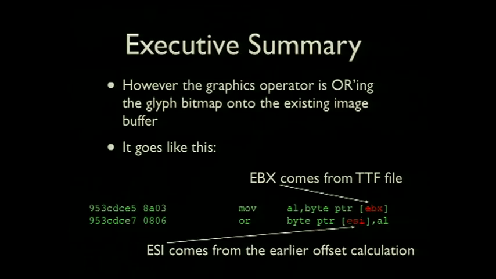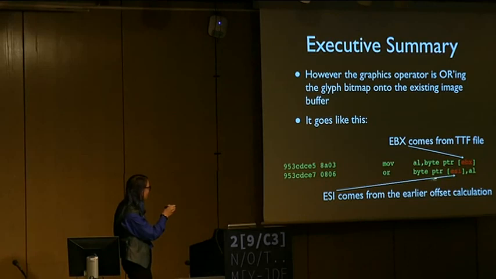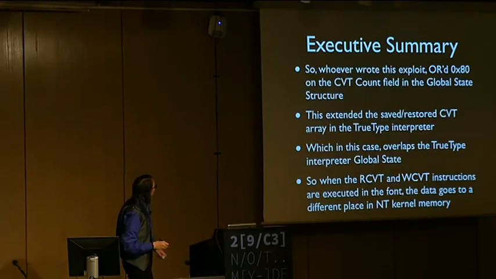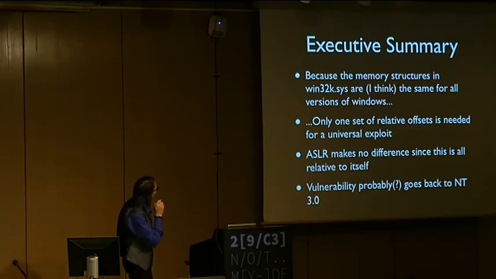It's basically what I just told you a minute ago. This is the actual vulnerable code right here. This value comes from the TrueType font, and this value, which is where you're writing to, also comes from the font. So you can essentially control a memory write to an arbitrary location. Like I said, whoever did this decided to add 128 to the CVT. I just said this. So I think Microsoft never touched any of the TrueType code ever.